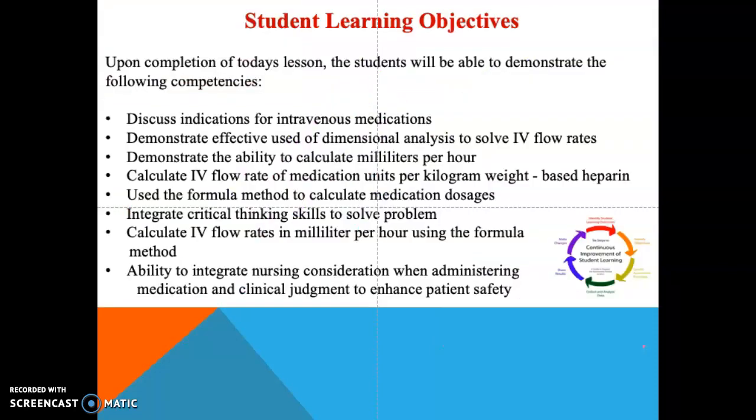The student learning outcomes, or the student learning objectives, are the goals that are set for this chapter. Upon completion of today's lesson, the students will be able to demonstrate the following competencies. Discuss indication for intravenous medications. Demonstrate effective use of dimensional analysis to solve IV flow rates. Demonstrate the ability to calculate milliliters per hour, and calculate IV flow rate of medication units per kilogram weight-based heparin.